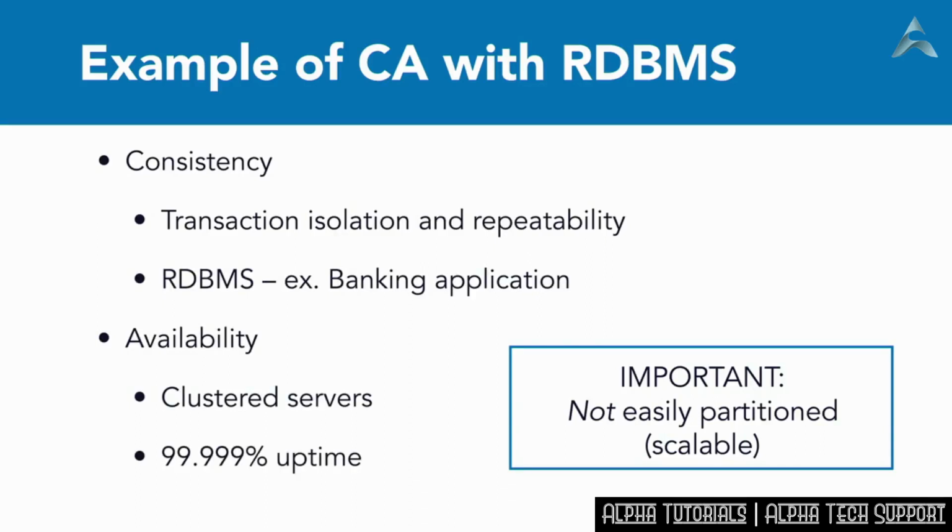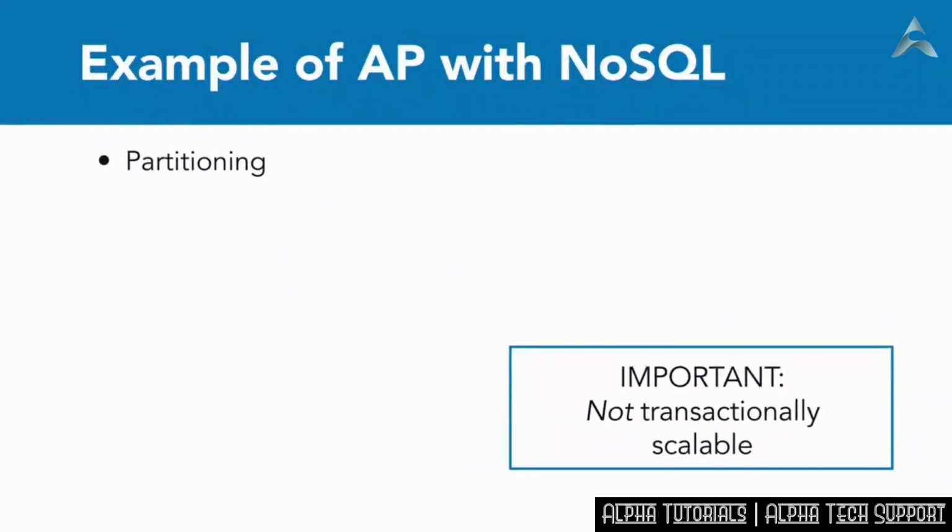Of course, that's a non-trivial thing to do, as all of us who have been DBAs know. There's quite a bit of work around that. As I mentioned, though, the key to this is that it's not easy to partition. It's expensive to scale. Let's contrast that with availability and partitioning that's classically present in NoSQL.